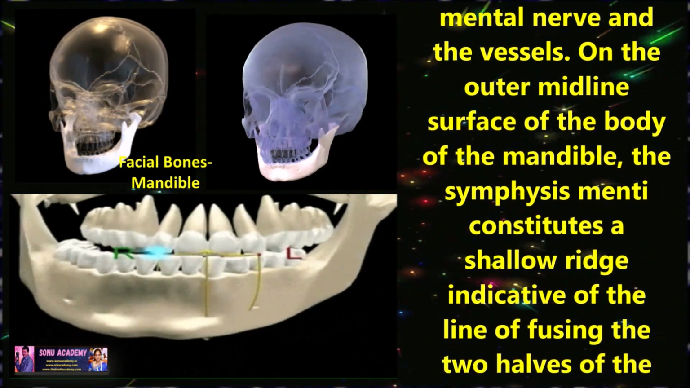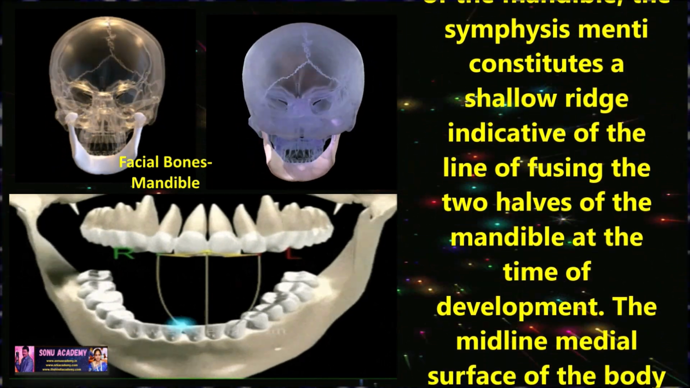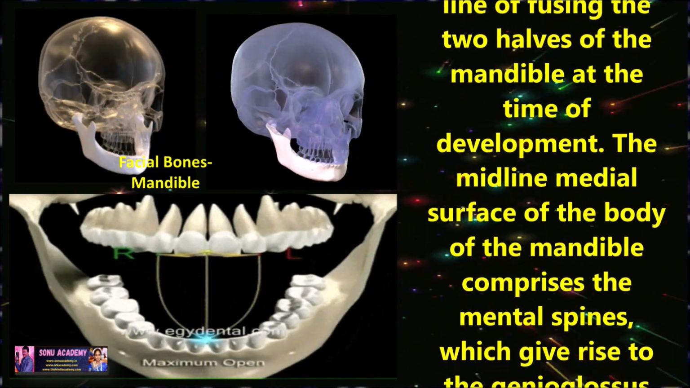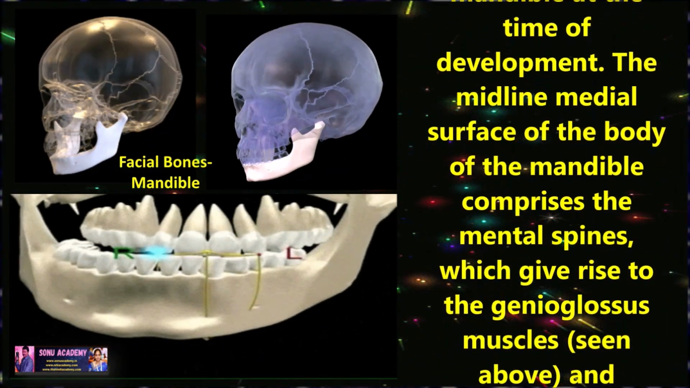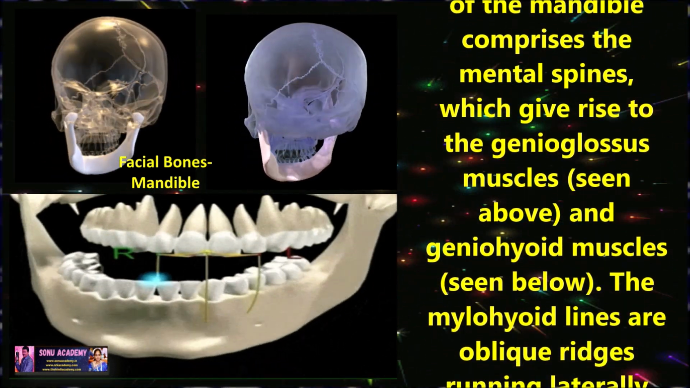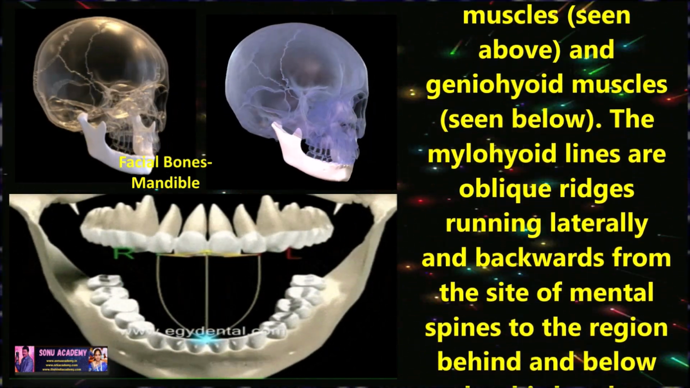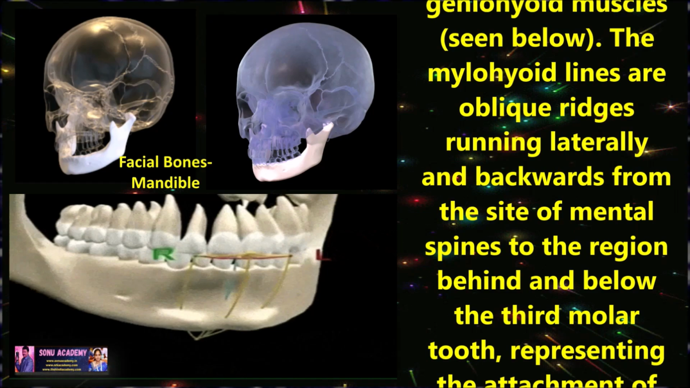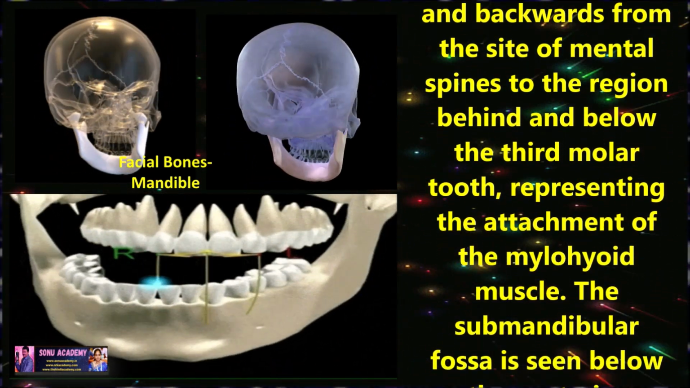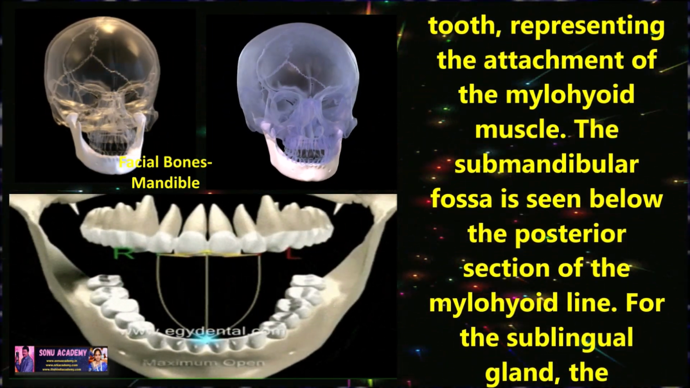On the outer surface of the body of the mandible, the symphysis constitutes a ridge indicative of the line of fusion of the two halves of the mandible at the time of development. The medial surface of the body comprises the mental spines, which give rise to the genioglossus and geniohyoid muscles. The mylohyoid lines are oblique ridges running laterally and backwards from the mental spines to the region behind and below the third molar tooth, representing the attachment of the mylohyoid muscle.